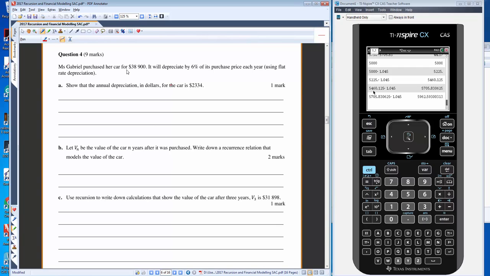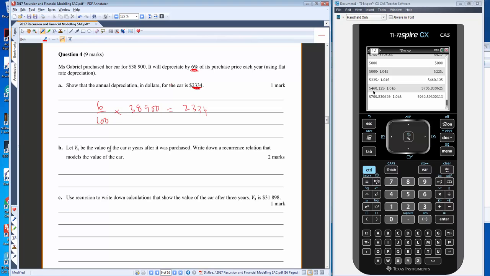Ms. Gabriel purchased her car for $38,900. It'll depreciate by 6% of its purchase price each year using flat rate depreciation. So again, you need to be familiar with what flat rate is. Flat rate basically means it goes down by the same amount each year. Okay, so I've told you that the annual depreciation is this, and I want you to show me. Well, simple. All you do is you know that it's depreciating by 6%, so you needed to do something like this. 6 over 100 times 38,900 will equal 2334, and that's all you needed to do.